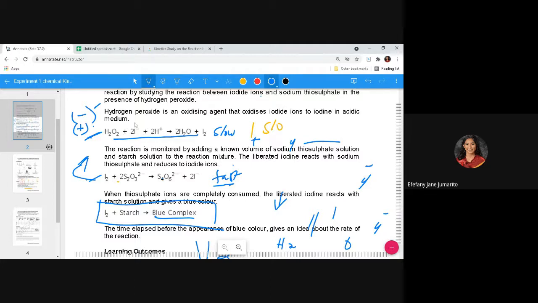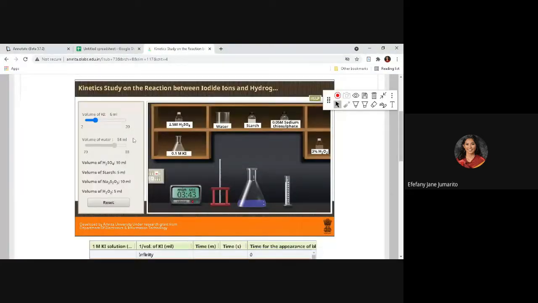So this is slow. They indicate in class that it's a slow reaction, and this one is a fast reaction. Maybe it's because of reactivity also: this reaction is less reactive and this one is more reactive, so that's why it's fast. So this one is the slow step and this one is your fast step.